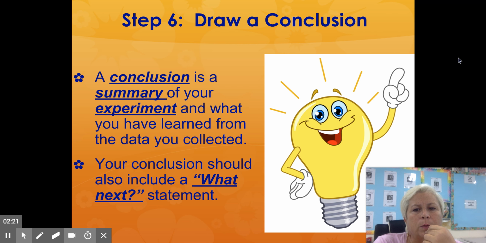All right, so conclusion is a summary of your experiment. It includes telling your reader what your hypothesis was. You talk about the data that you collected, what the analysis of the data was. You have to talk about whether your hypothesis was supported or not. And then you have to talk about what next. What would you as a scientist do next in another experiment? Okay, all right, so that's step 6.